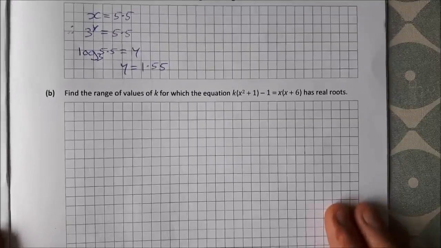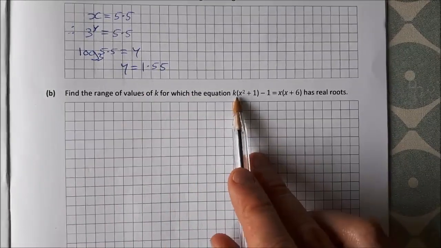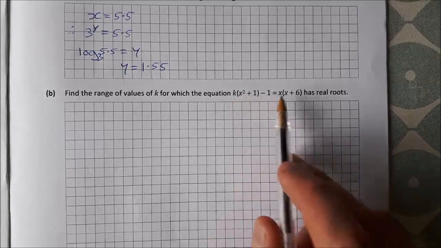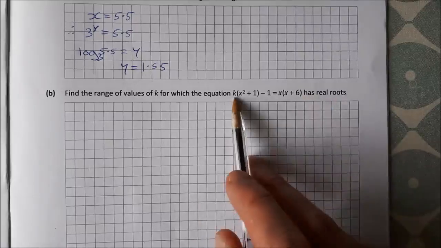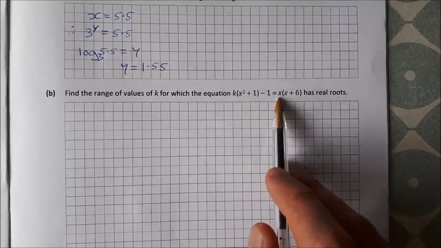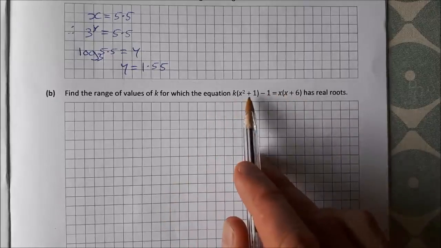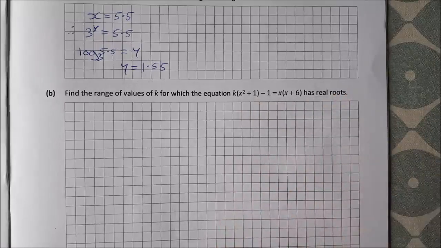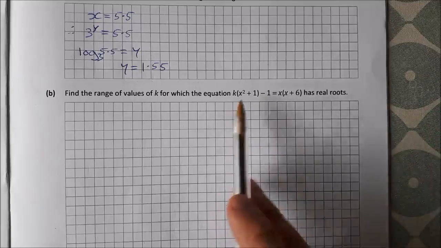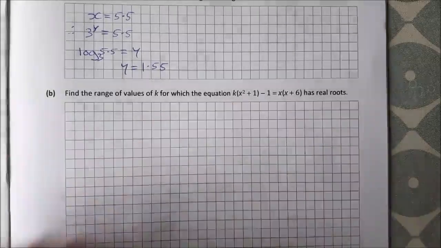Okay, so then on to part B. Find a range of values for k for which the equation k times (x squared plus 1) minus 1 equals x times (x plus 6) has real roots. So this is going to be a quadratic equation. If I just multiply everything out and simplify it, it'll be a quadratic equation. And then for us to find it having real roots, we use b squared minus 4ac is greater than or equal to 0. So I'm going to start off by multiplying out here and making it into a quadratic equation.